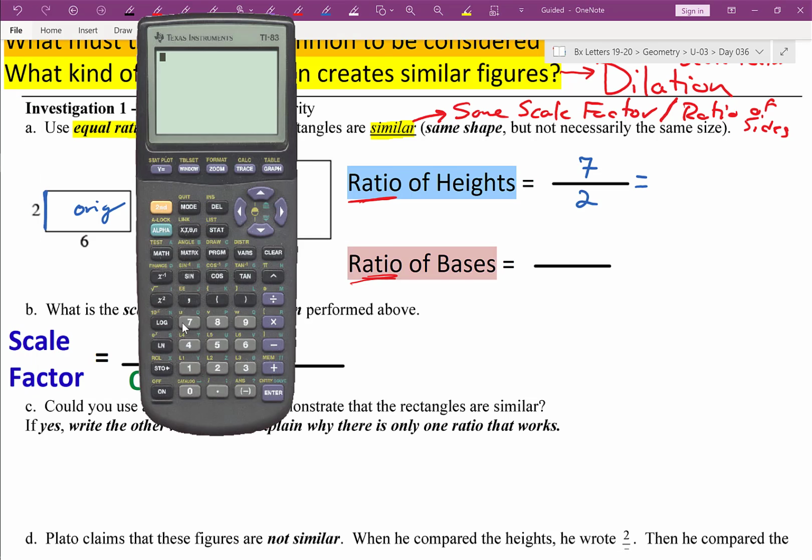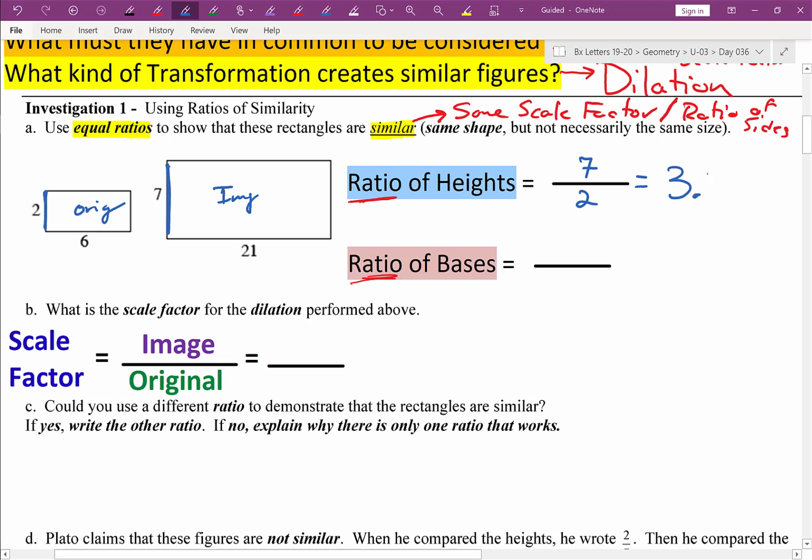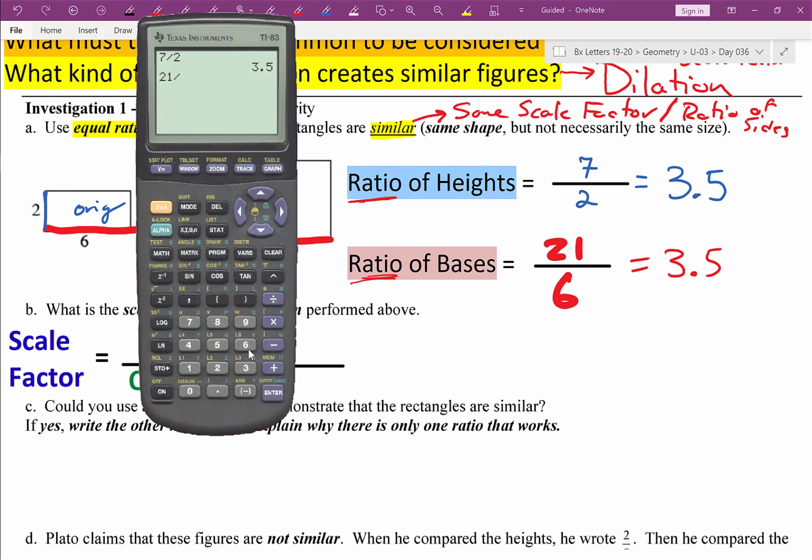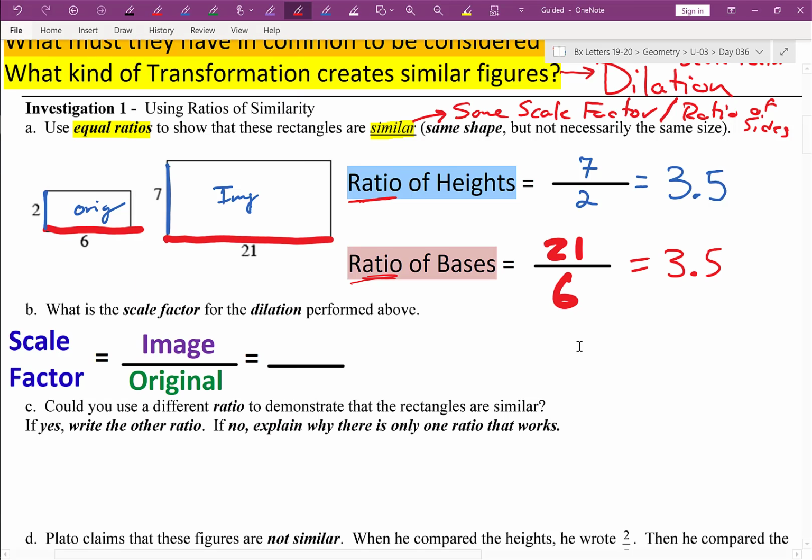So I turn on my handy-dandy graphing calculator. 7 divided by 2 is 3.5. So if these shapes are similar, then the bases need to have the same ratio. So now I look at my base. It is 21 over 6. Use my calculator again. 21 compared to 6 with division is also 3.5. So yes, they are similar. That is how I know. What is the scale factor for this dilation? Well, it is simply 7 over 2, which is 3.5.